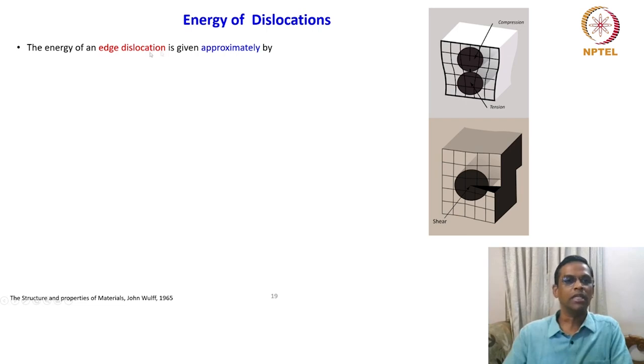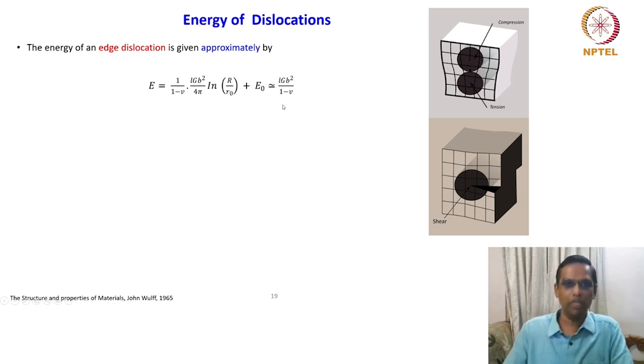The energy of an edge dislocation is given approximately by E is equal to 1 by 1 minus mu times L G b square by 4 pi ln R by R naught plus E naught, which is equal to L G b square by 1 minus mu. See, all of you now must get alerted. The moment you change from screw dislocation to edge dislocation, the modulus part is changing to not just G, it is G by 1 minus mu. So you just recall, we have derived this.